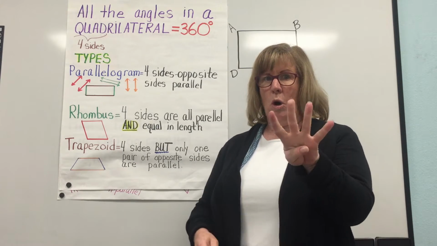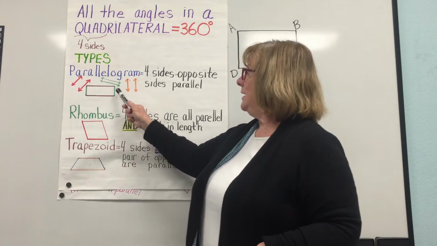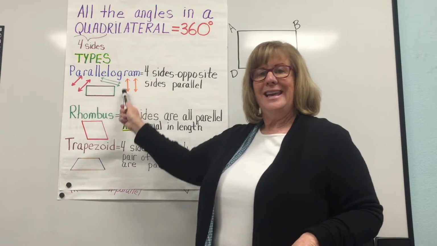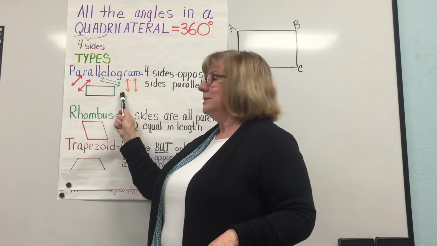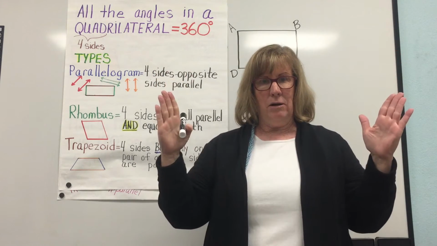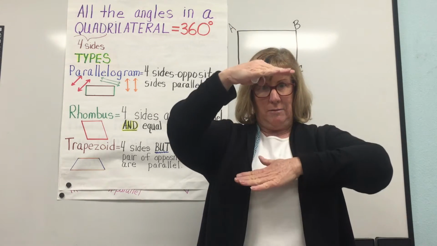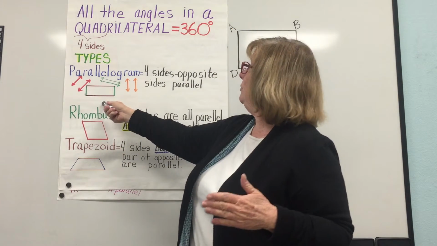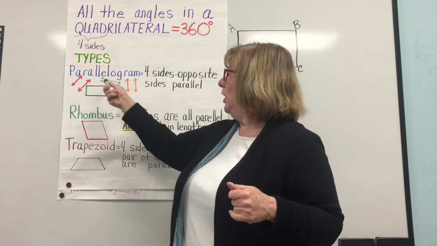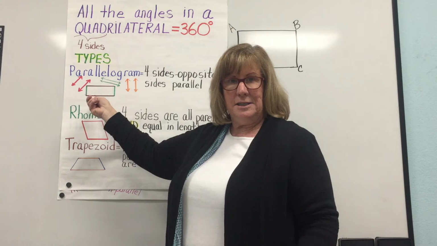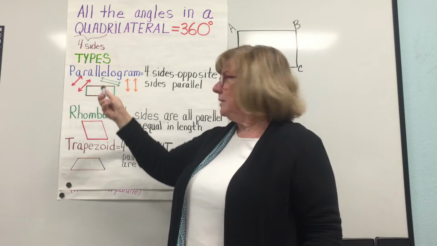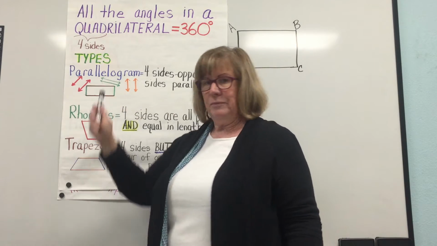A parallelogram has 4 sides. 1, 2, 3, 4 sides. Each opposite side is parallel. So the sides are parallel and the top and bottom are parallel. So you will see here, this is a quadrilateral because it has 4 sides with 2 sets of parallel lines, top and side.